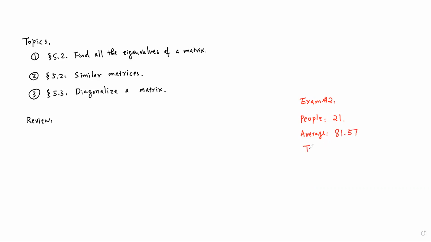The top score is 89.5. How many people received 90 or above? Number of 90 or above. How many? Let me see. 6 people. The median, the student whose score is in the middle, is 85.8.